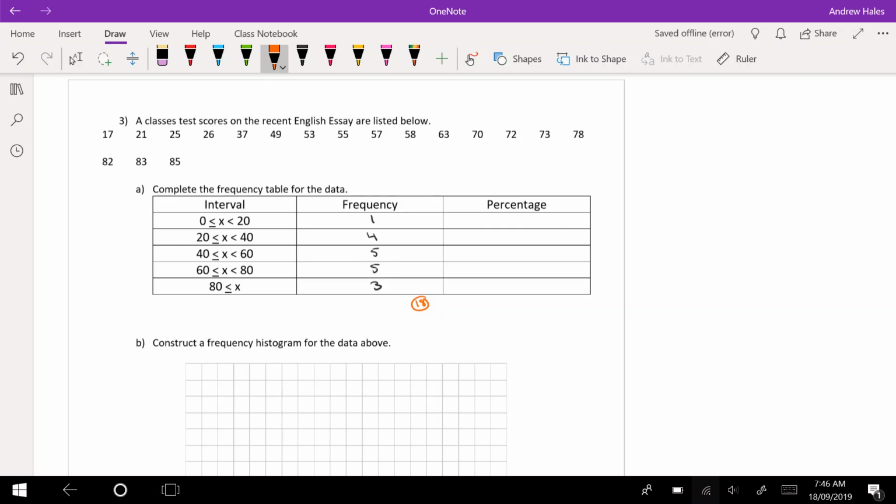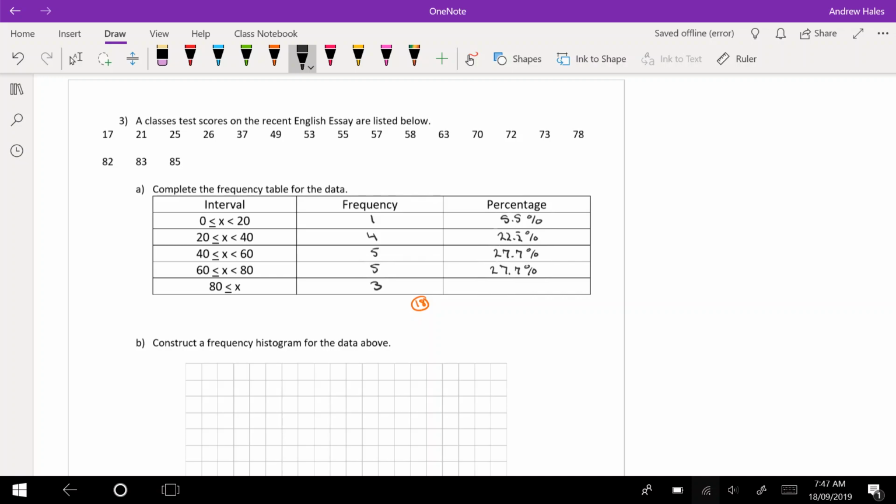The percentage now, well, that's just going to be 1 divided by 18 times by 100. The frequency divided by 18 times by 100, won't always be 1. So it's 5.5% here. It's 22.2% there. 27.7% here. 27.7% again.